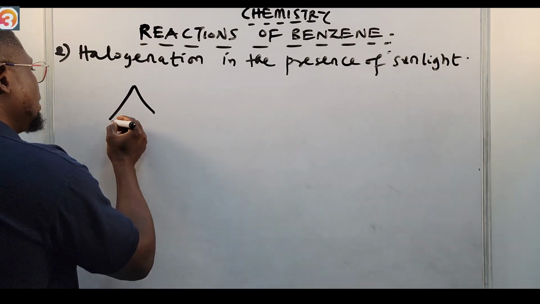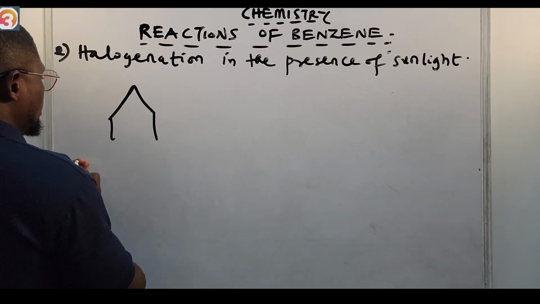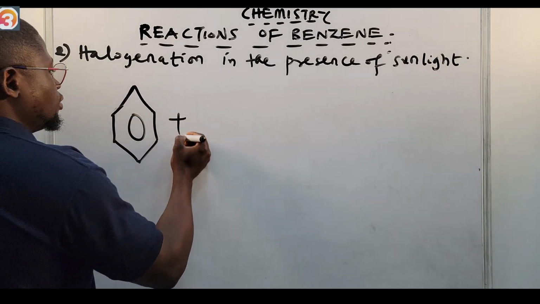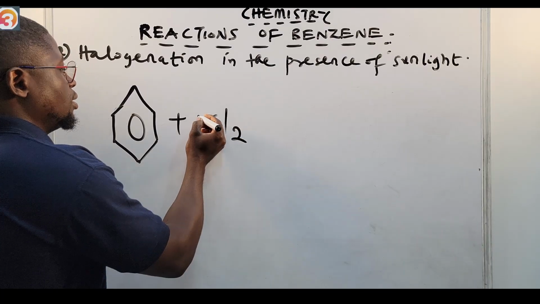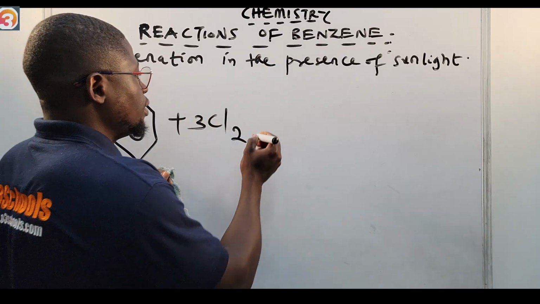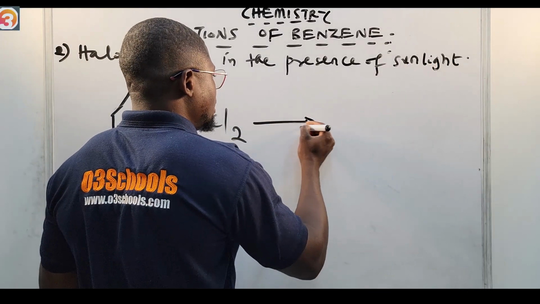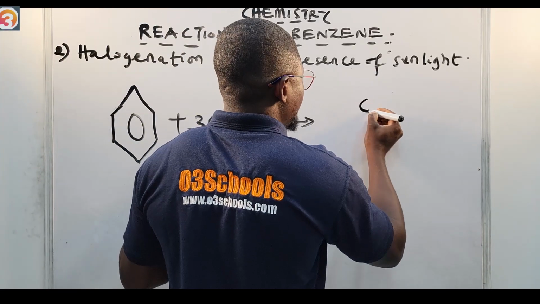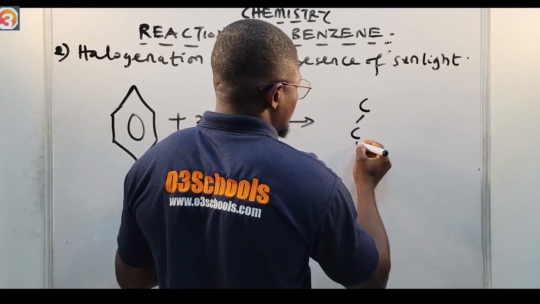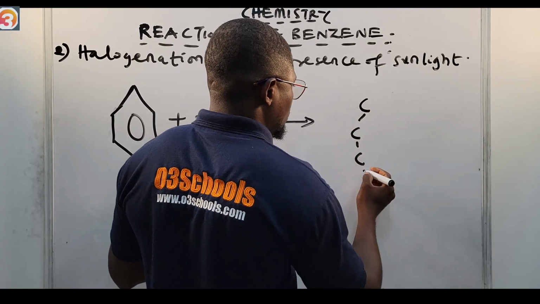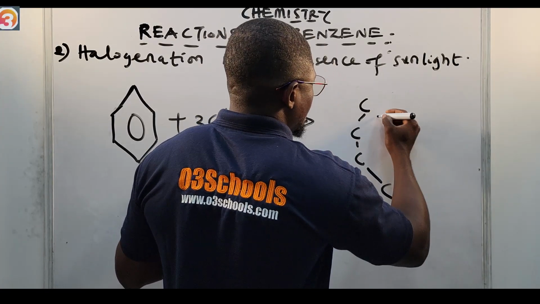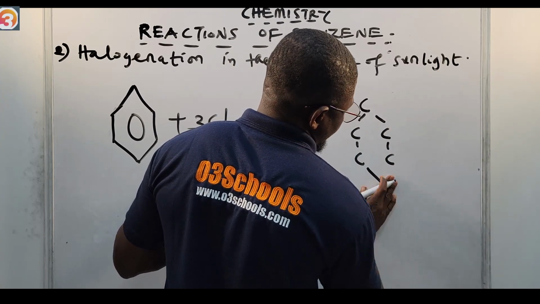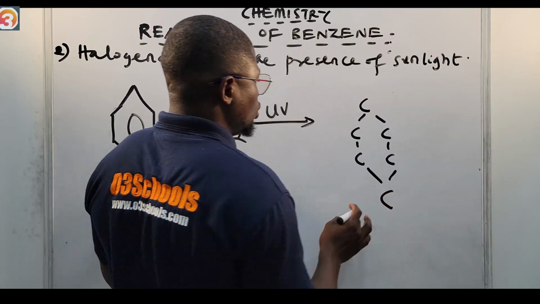So I have our benzene ring. Then it reacts with chlorine, Cl2. Let us write a balanced equation. In the presence of sunlight, that is UV, what it gives to us is this. We're going to have this, then this, then this, then this. So this is what it gives to us.